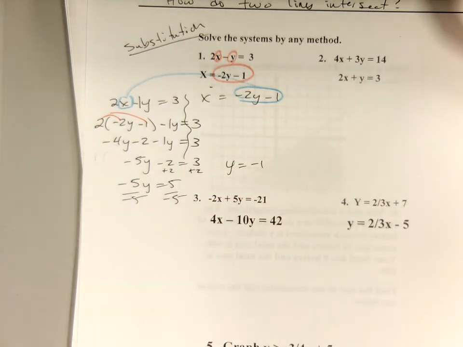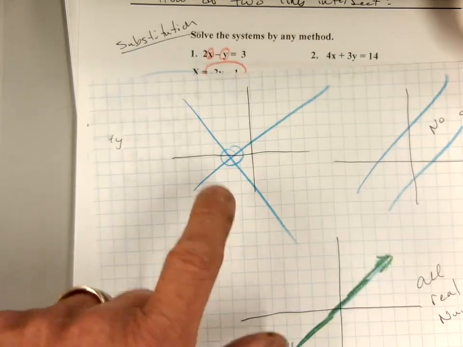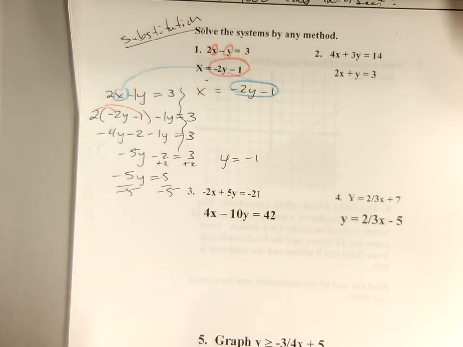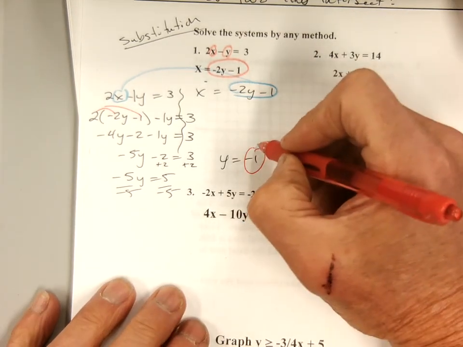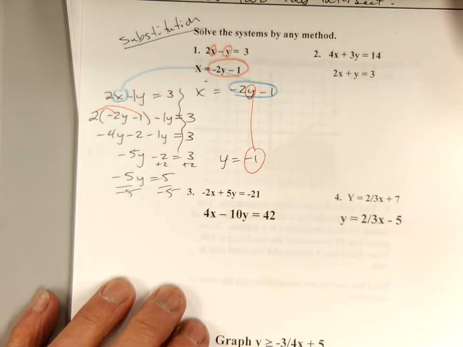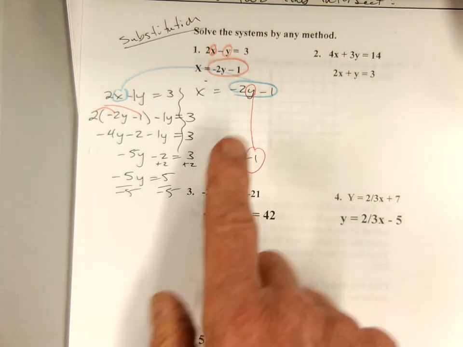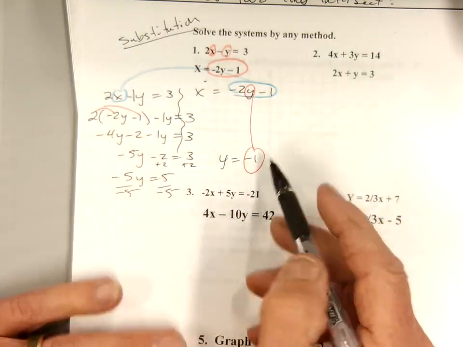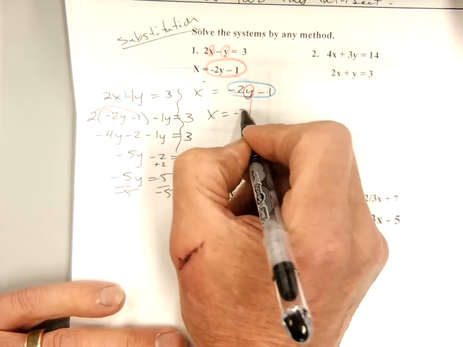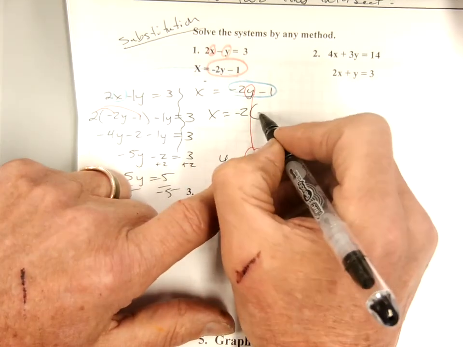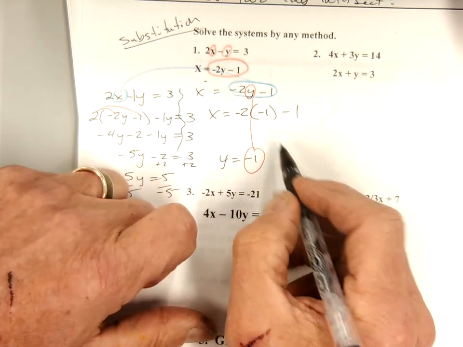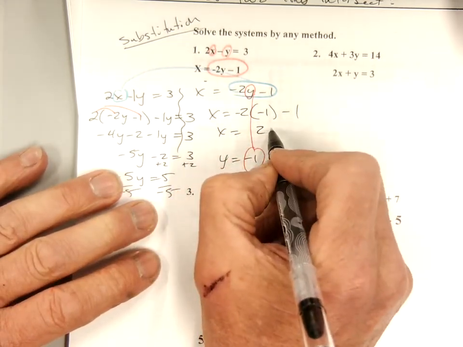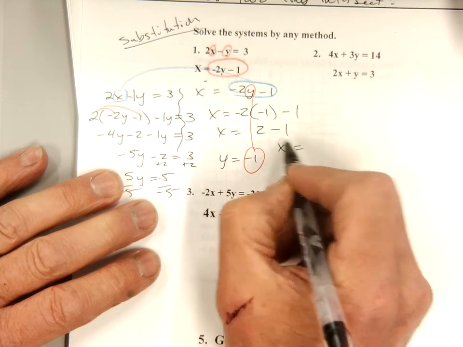Let's go back to what I drew, okay? So we're really looking for a point. So every point has an x and a y value. We're not graphing it. So to get the x value, let's substitute again. So I'll put negative 1 right there in the other equation for y. So instead of writing y, I will take y out and replace y with negative 1. So I'll go x equals negative 2 times what y is equal to, negative 1, minus 1. So I took out the y and put a negative 1 in its place. x is equal to a positive 2 minus 1, or x is equal to 2 minus 1, which is 1.